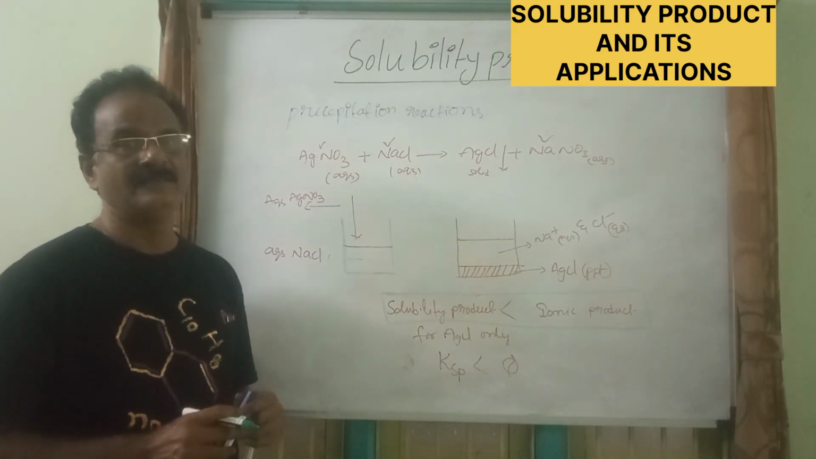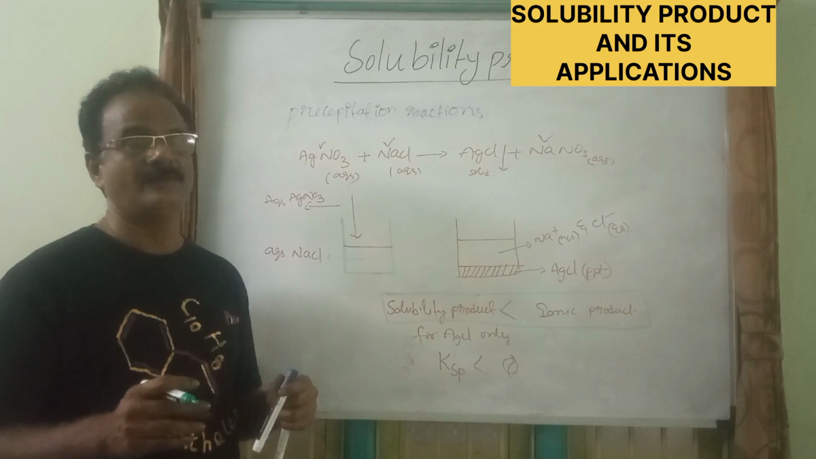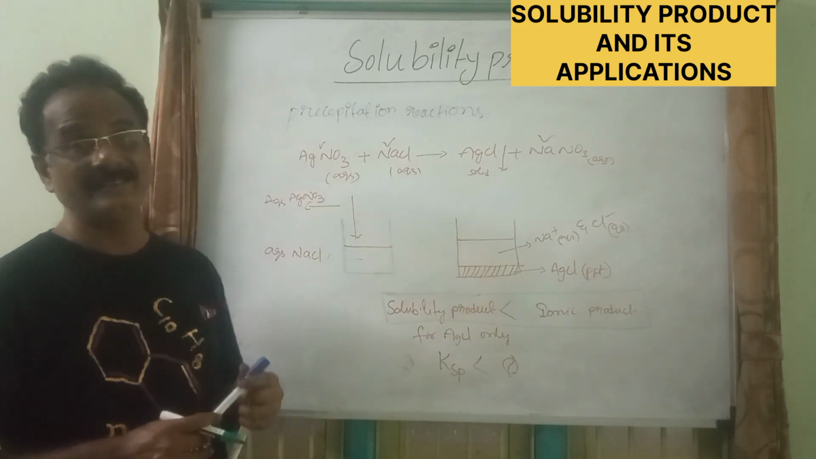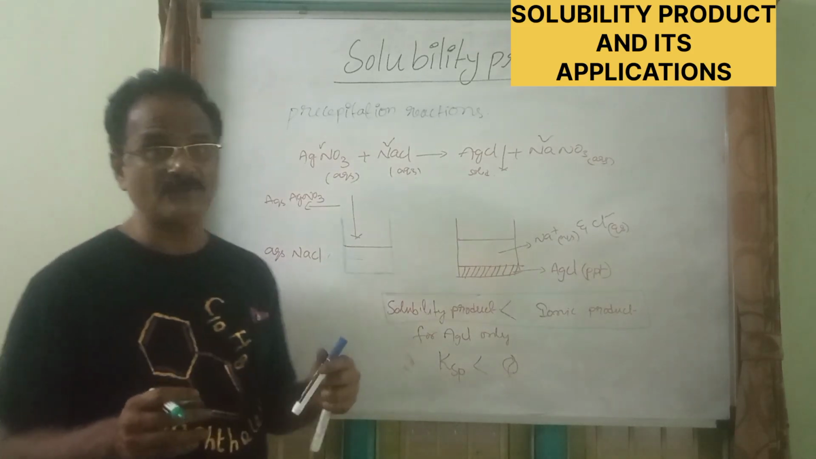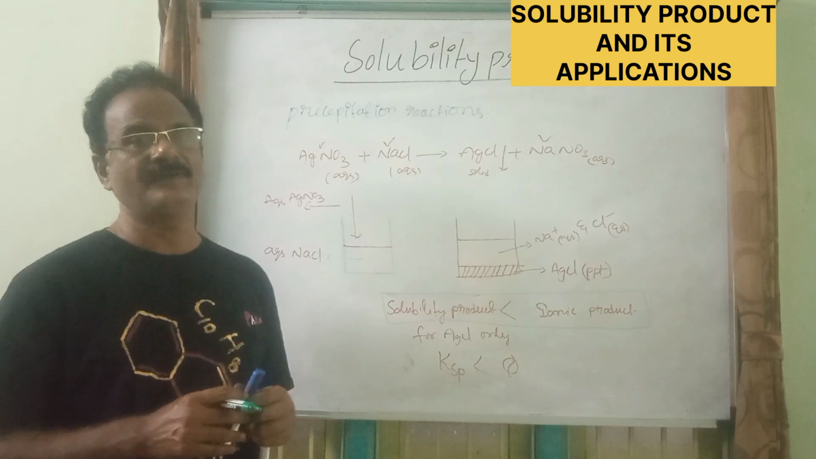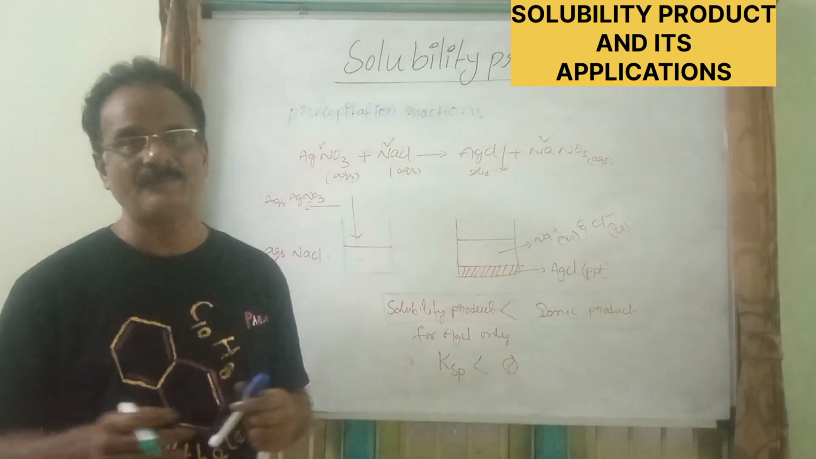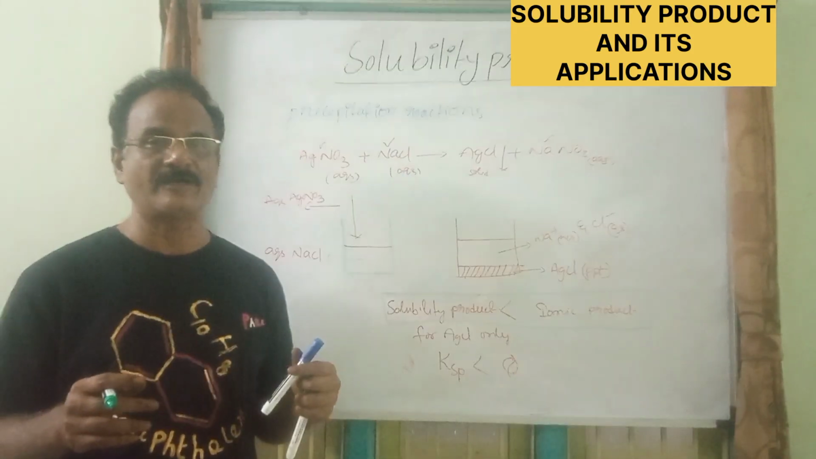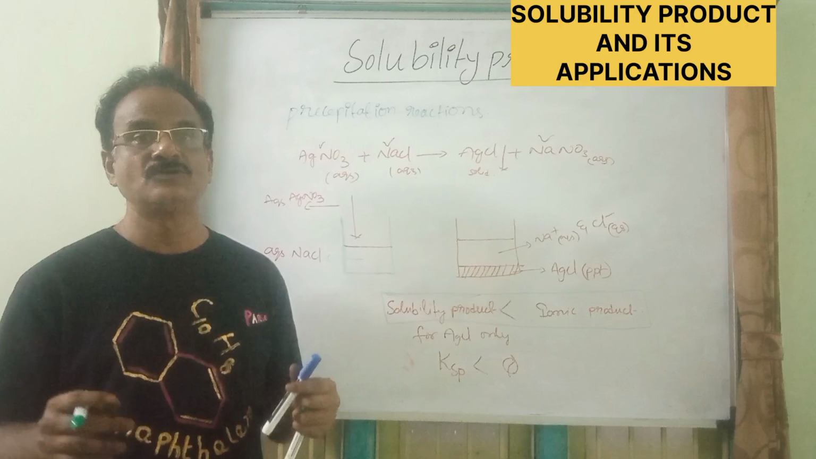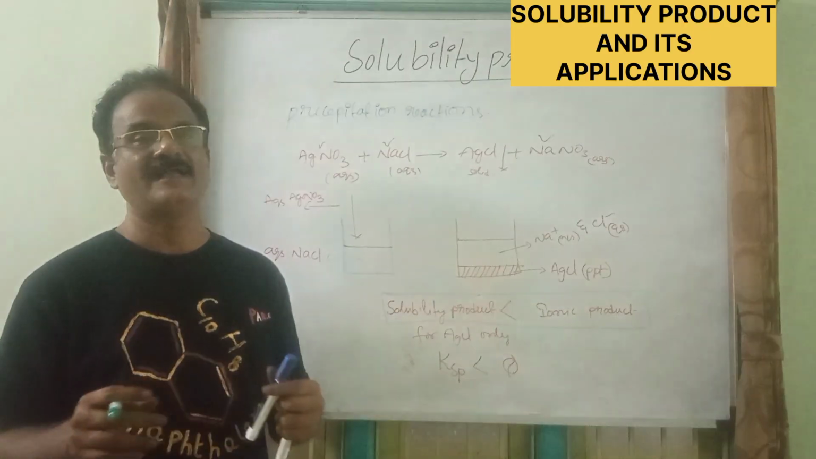Is it clear? So I am repeating the condition here. If you want a compound to get precipitated, for that particular compound, solubility product always should be less than ionic product.